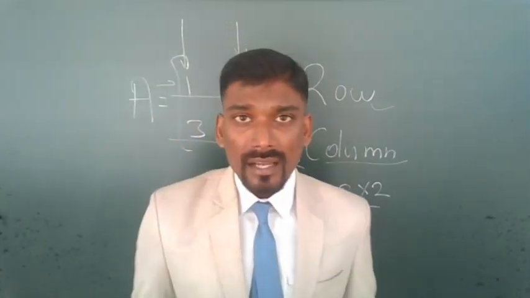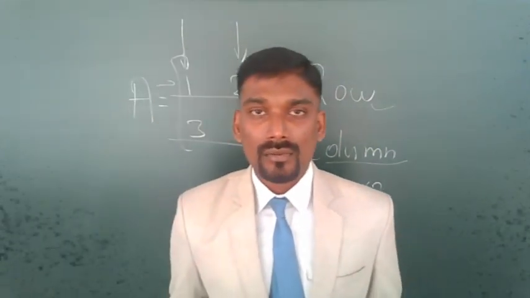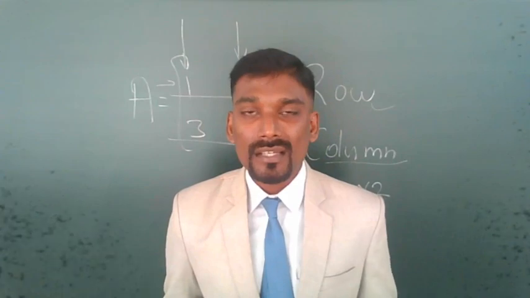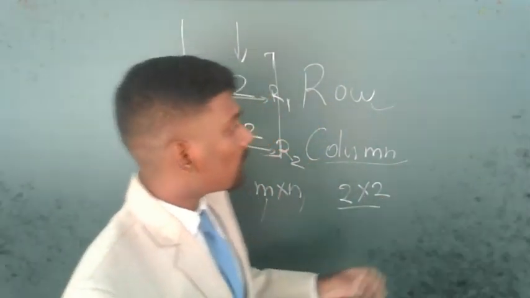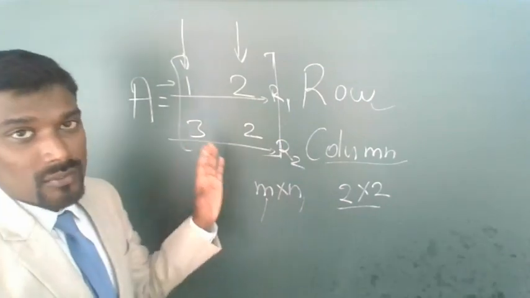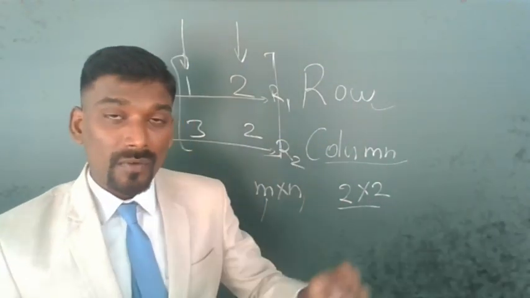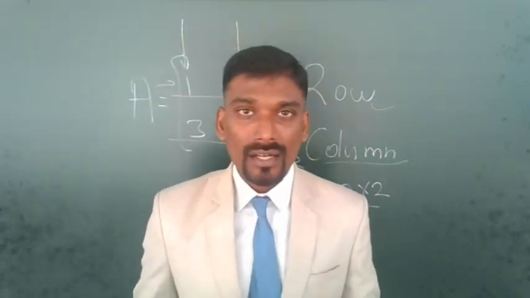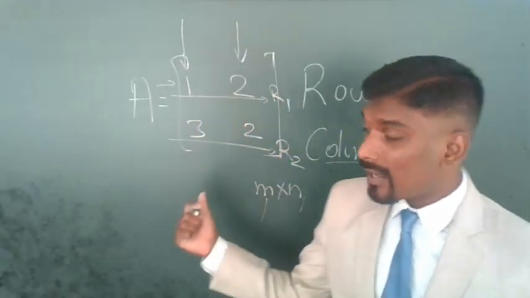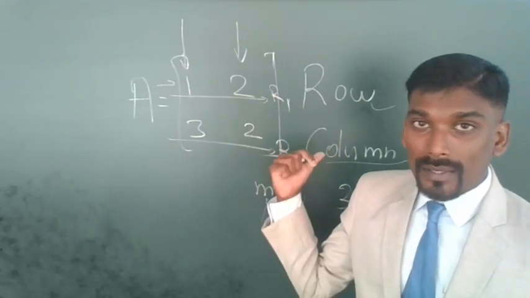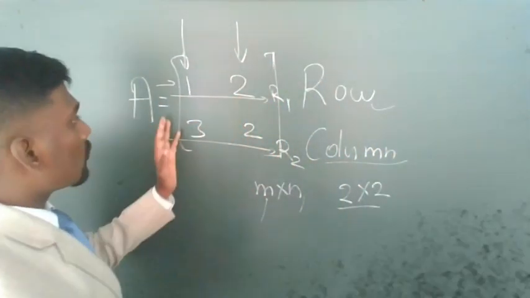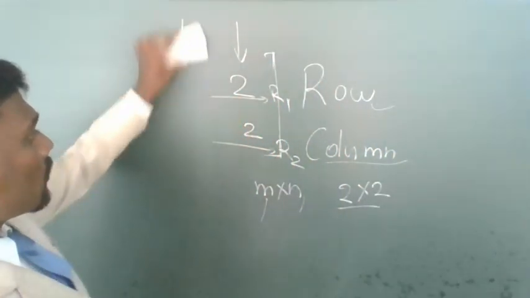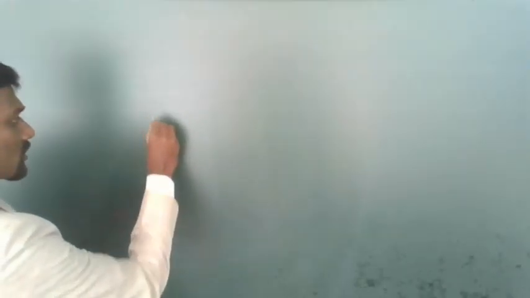Like in arithmetic, if I ask you 10 plus 5, you will immediately say 15. 20 plus 20, 40. In the same way, if I want to add one matrix and another matrix, subtract one matrix from another, or multiply one matrix with another, there is a method. Don't just directly do something like 1 into 2. You have to be very careful. Now I'll give you one more example.